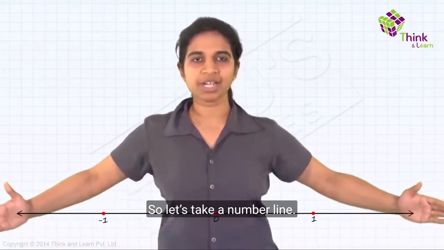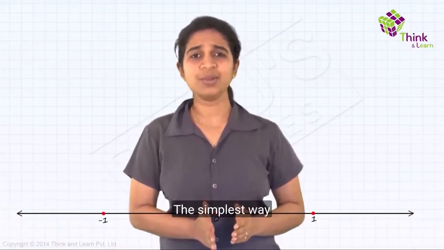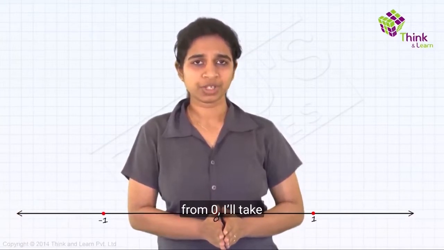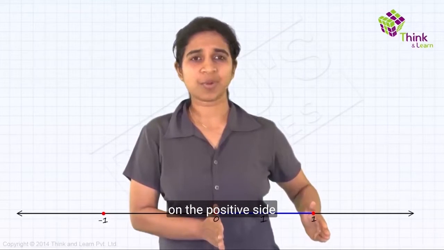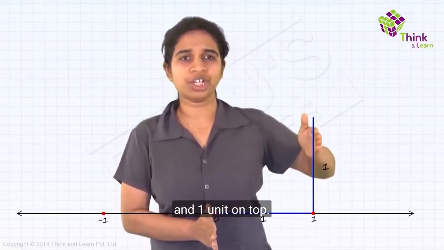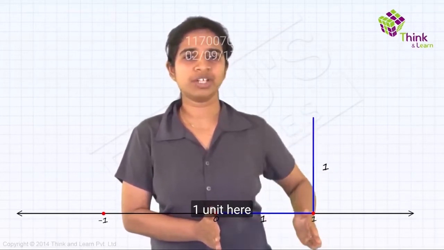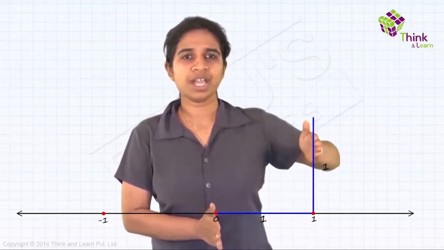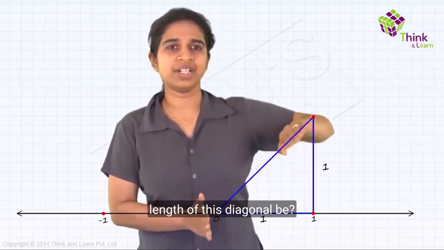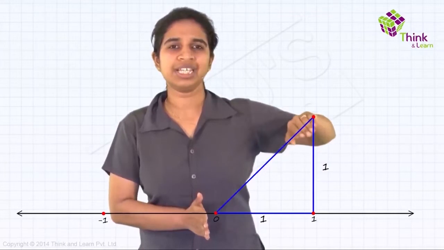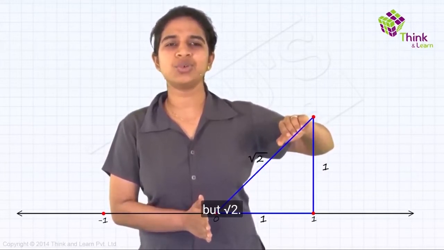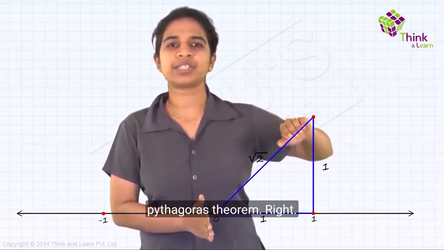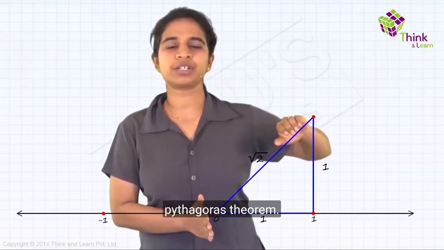So let's take a number line. The simplest way to plot it is from 0. I'll take 1 unit on the positive side of the number line and 1 unit on top, right? So I have 1 unit here and 1 unit on top. Now what will the length of this diagonal be? This diagonal is nothing but root 2, simply because of Pythagoras theorem.